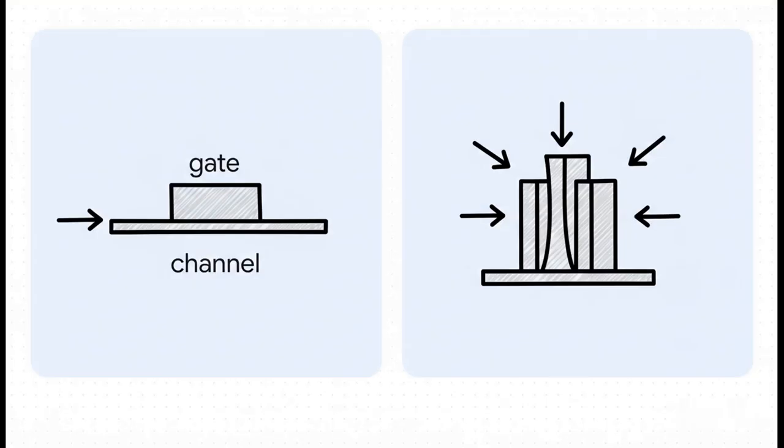So what did the engineers do? They got clever. They went 3D. The old school transistors were flat. The gate just sat on top of the channel, kind of like a bridge over a river. But as things got smaller, its control got pretty sloppy.